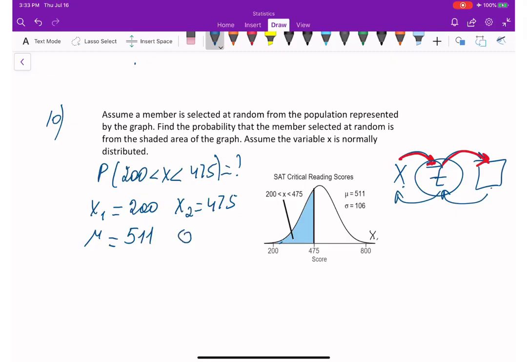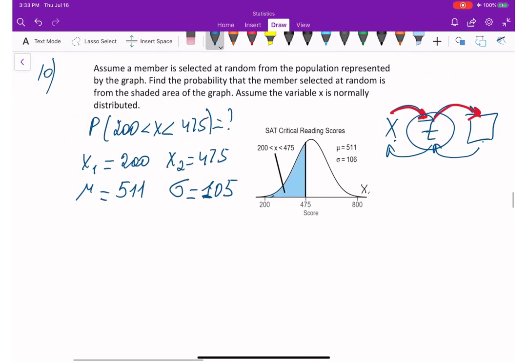And sigma is equal, sometimes you want a little bit of laughter because it's too serious material. 105. Okay, sigma is equal 105.